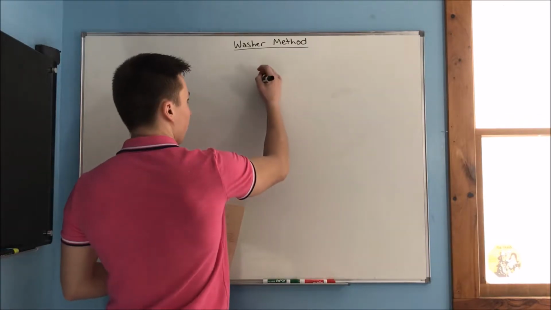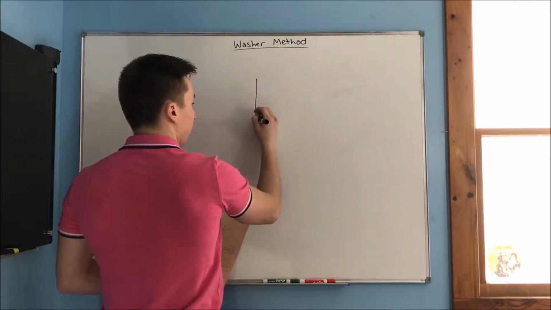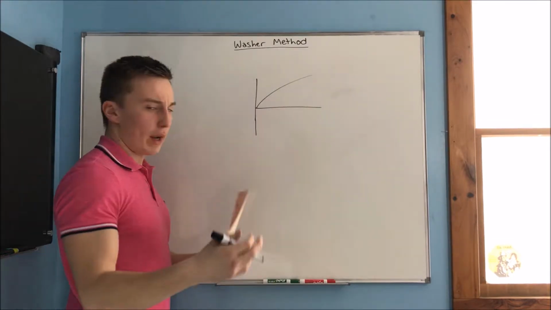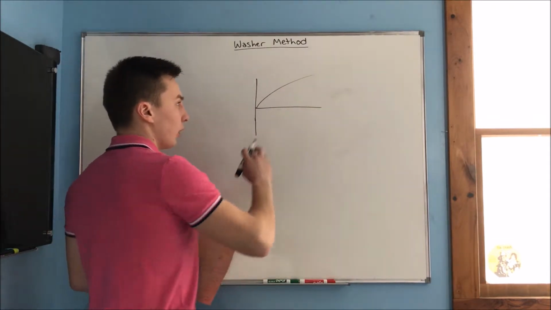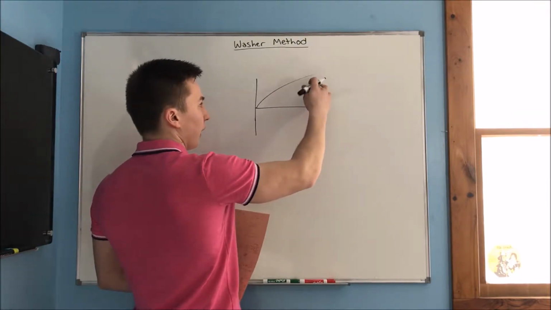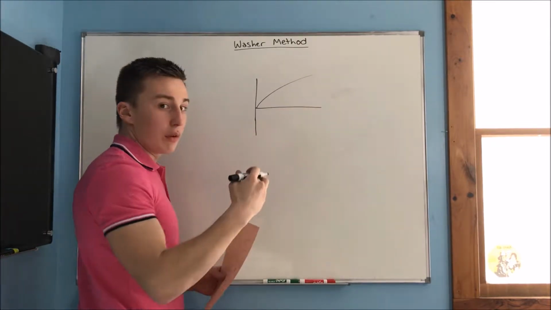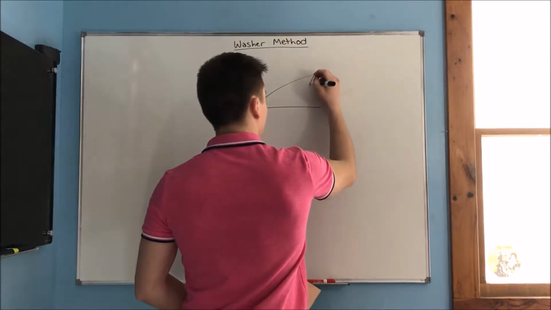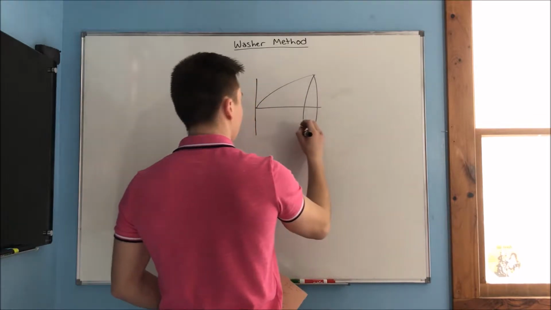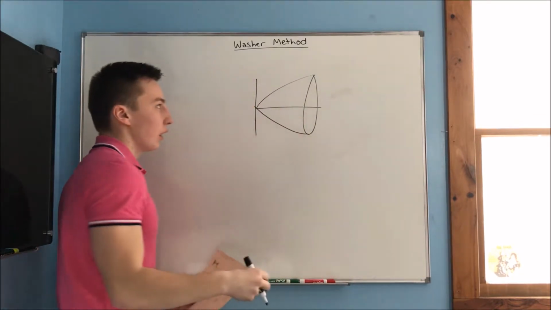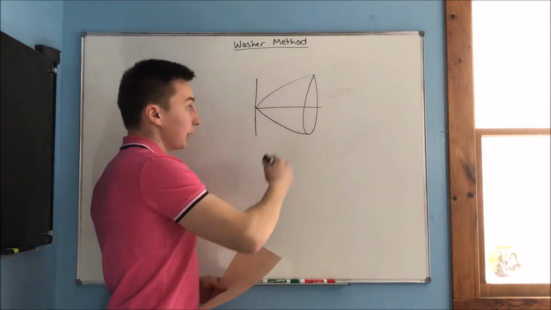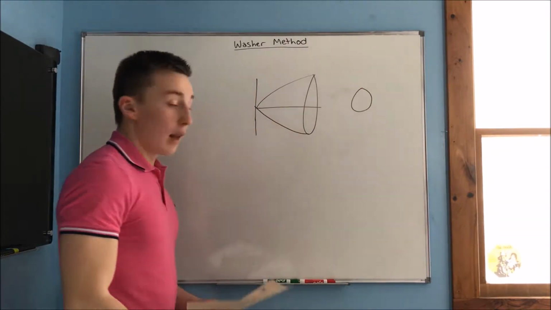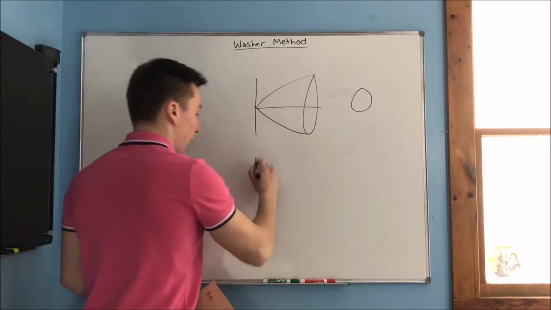Okay, so just a brief review of what we did for the disk method. We had a graph, let's say y equals root x. We took the area under this curve and revolved it around the x-axis. We found the volume, and we got something like this. Now we do our cross sections, and we get disks, circles.